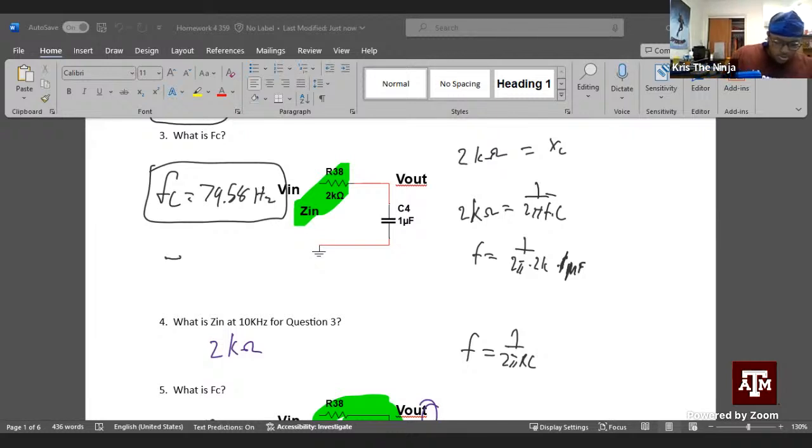I could do 1 over 2 pi. Well, I could do two. Let me just do it both ways. 2 pi times 10,000 times 1 microfarad, 1 over that plus 2. So it's still basically 2K, but it's really 2015.